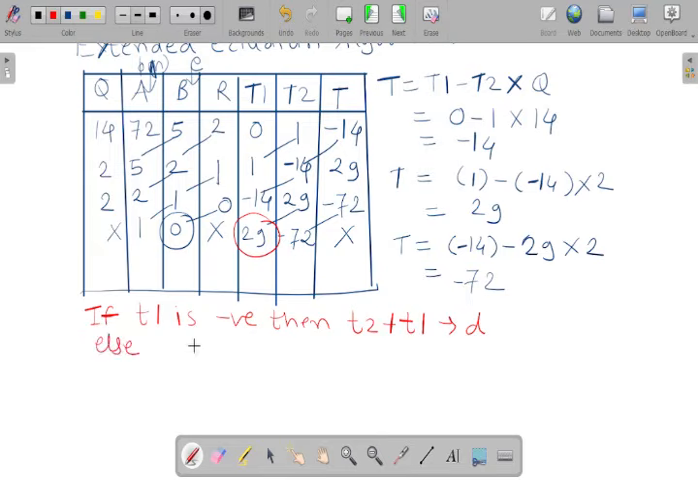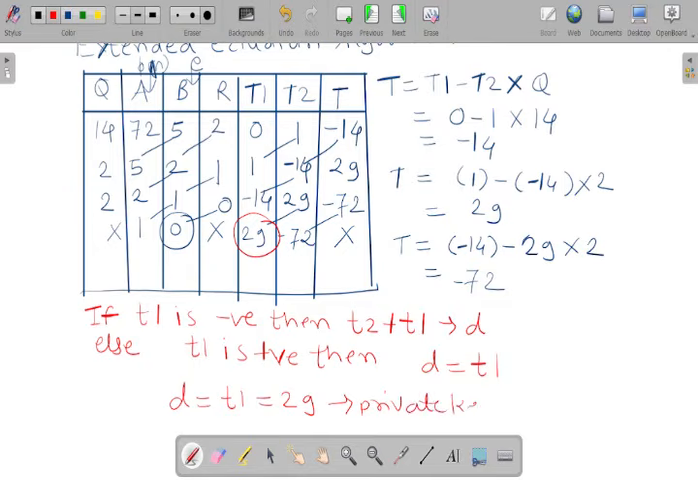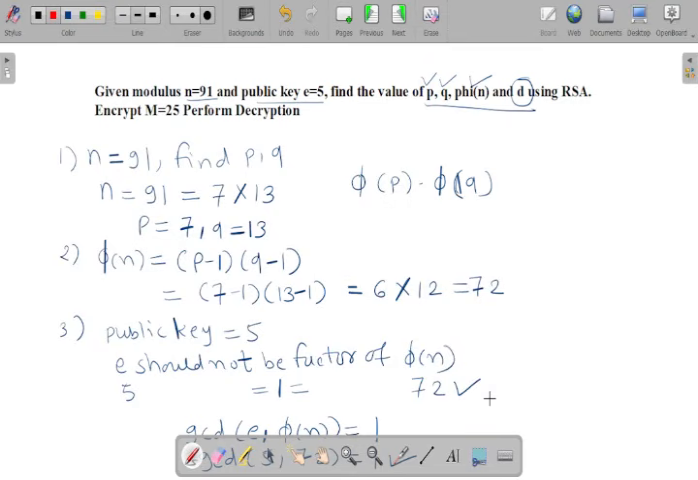But else, if your T1 is positive, then you take the private key is equal to T1. So here the value of T1 is not negative, it is positive. Your value of T2 is negative, but your value of T1 is positive. So I am writing D is equal to T1 is equal to 29. That is my value of private key. So now we got the value of our private key, that is D.